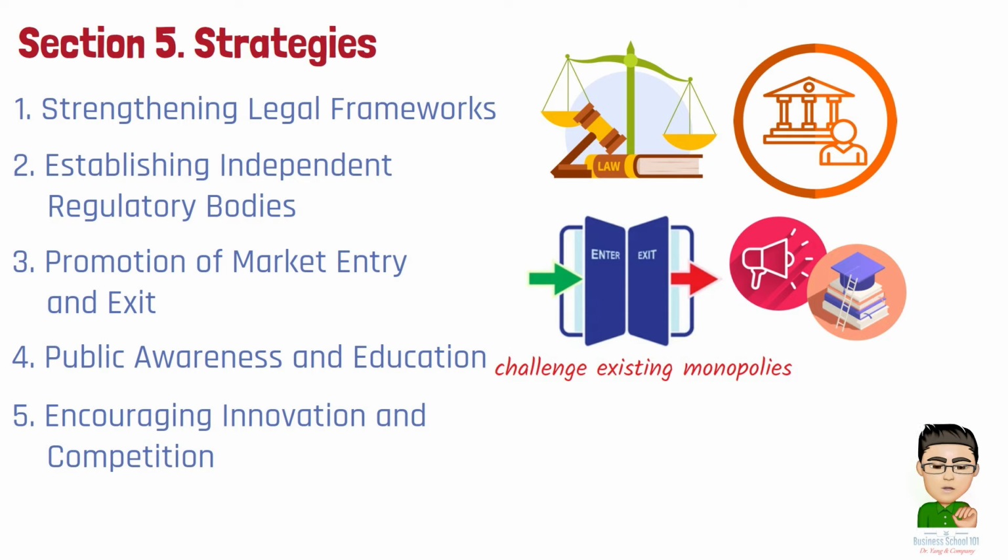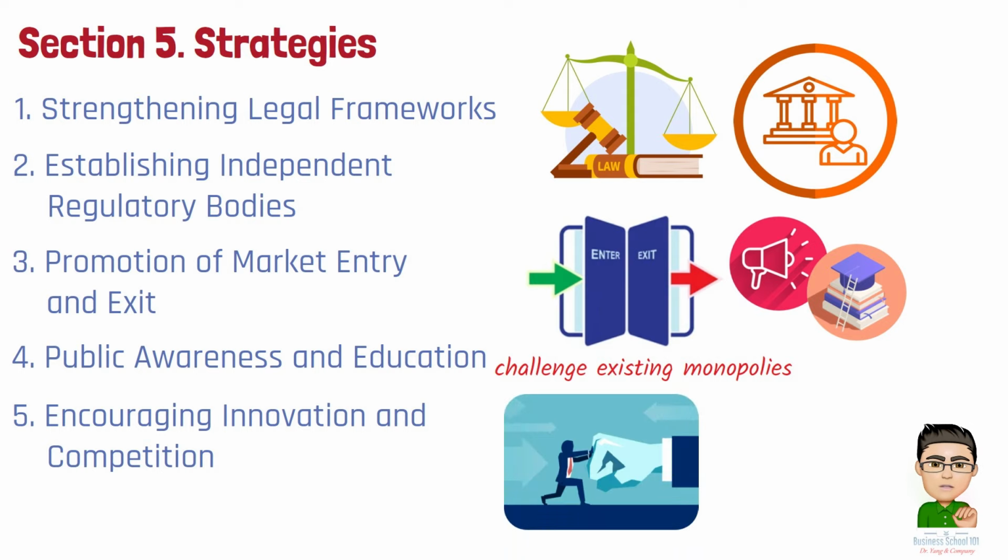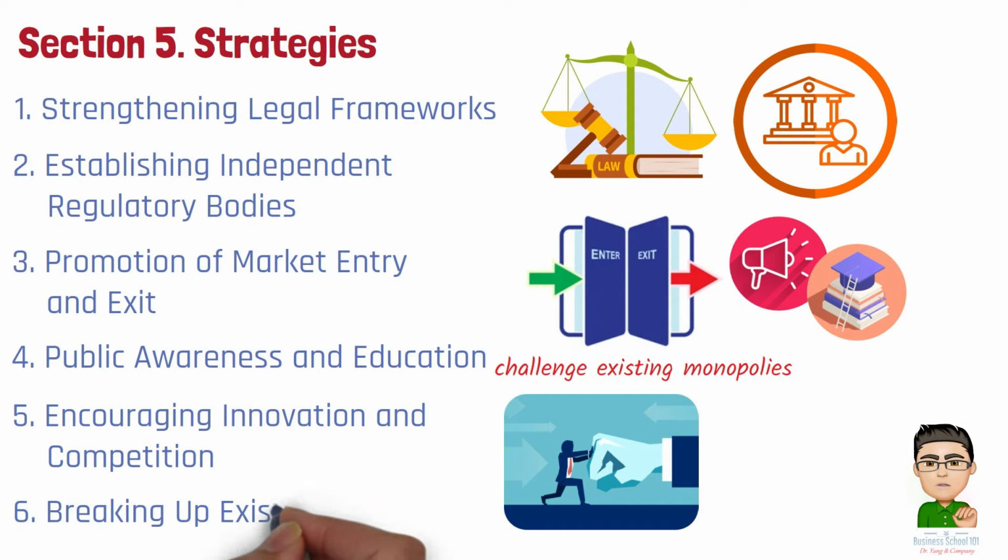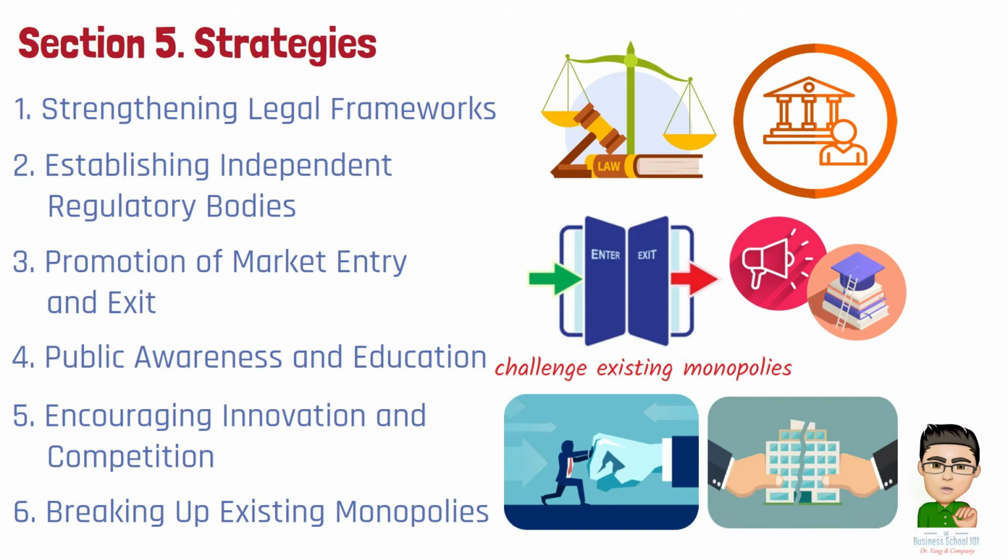Policies that promote innovation and competition, such as providing incentives for research and development, can help to create a market environment where new entrants can compete with established firms and challenge monopolistic positions. Number 6. Breaking up existing monopolies. In extreme cases, the government may decide to break up the monopolistic entity into smaller, competing firms. This is a radical measure that should be taken only after careful consideration and when less intrusive measures have failed to restore competition.